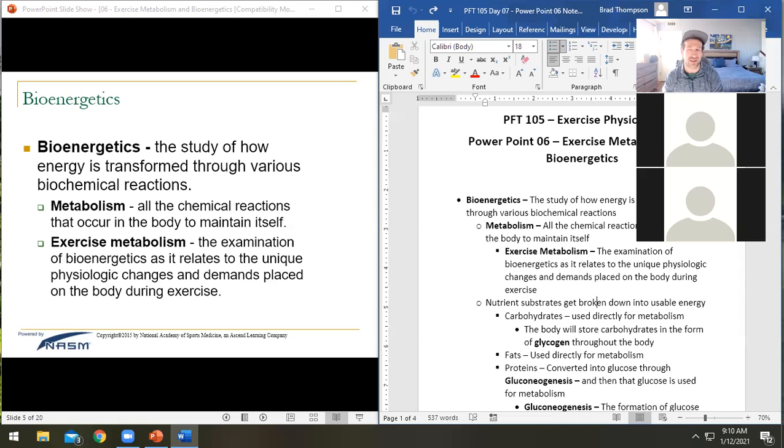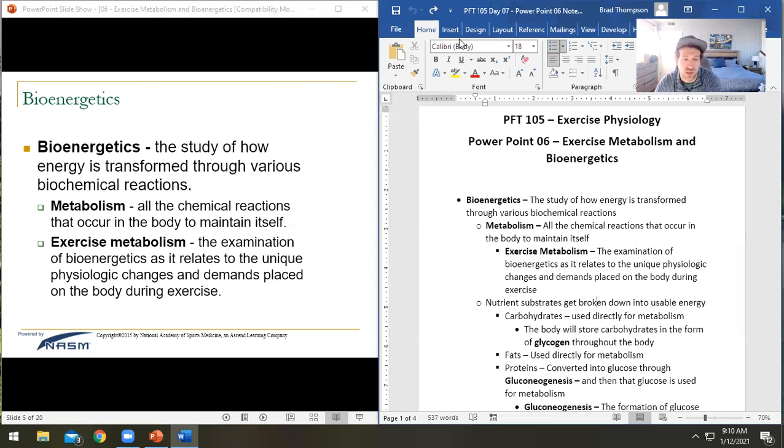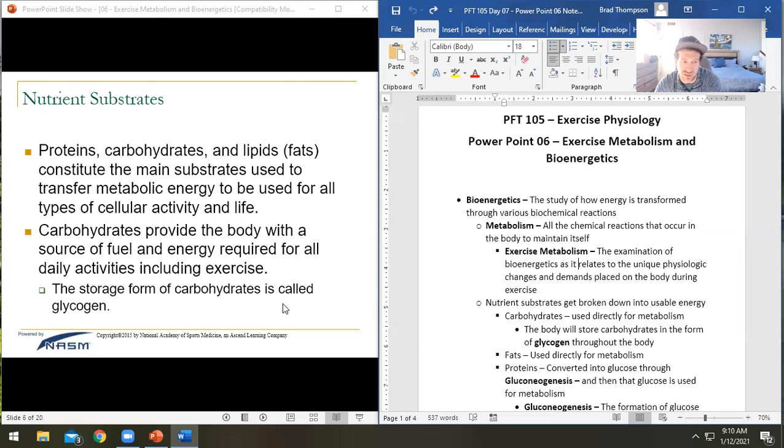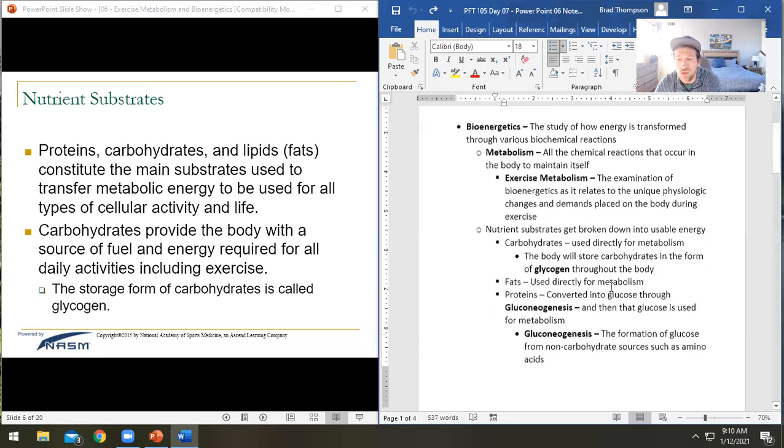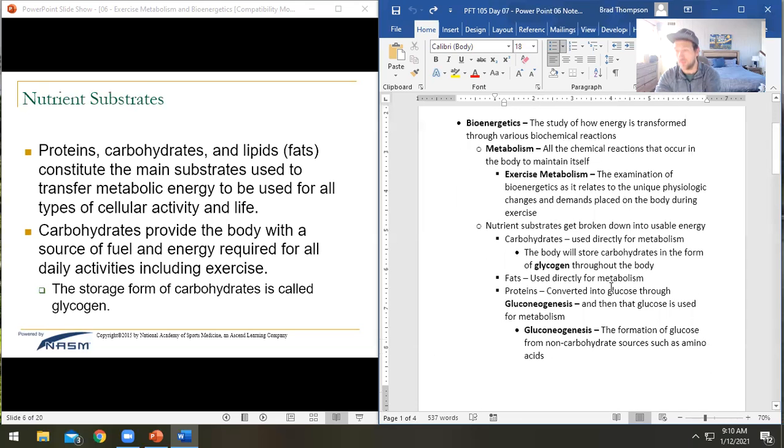So, that's exercise metabolism. That's where it's very different for us to examine metabolism rather than how we look at it in a normal biology textbook. And that's what we're talking about today. The unique version of metabolism that takes place during exercise, right? So before we talk about all this, we obviously have to talk about our fuel sources. These are what we call our nutrient substrates, right?